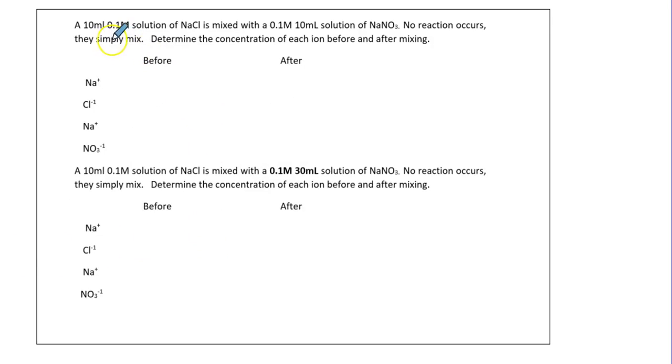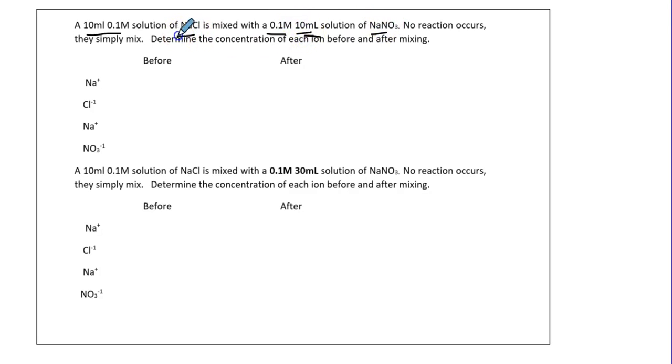All right, next one. A 10 milliliter 0.1 molar solution of sodium chloride is mixed with 10 milliliters of 0.1 molar NaNO3. So before and after, mixing two solutions. Take a moment, try this out. I have 10 milliliters of this and 10 milliliters of that, so it's the same concentration, same volume, two different substances.